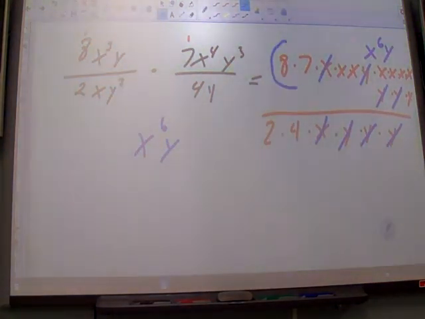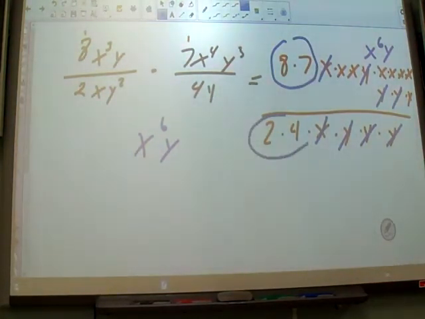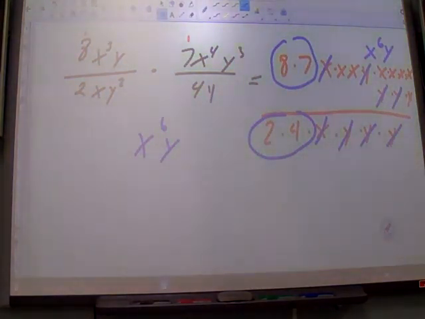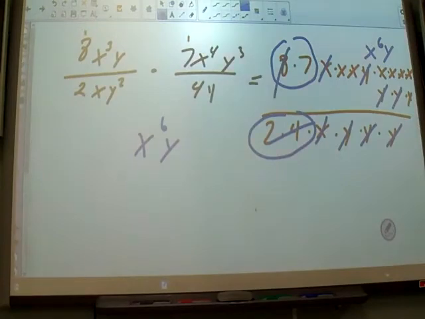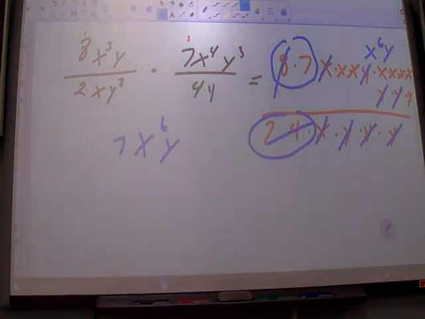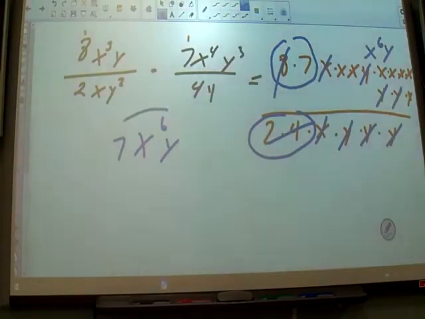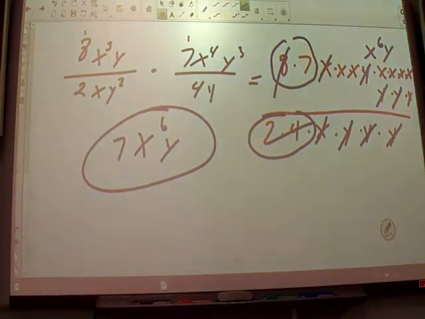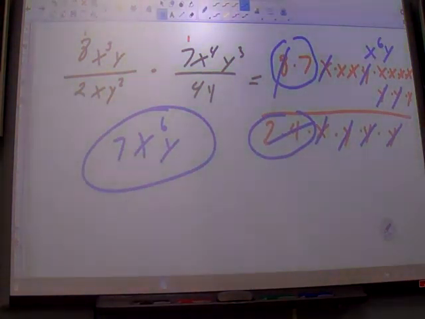Okay, but now we hadn't done anything with this. Well, look down here. What's 2 times 4? 8. Right? So it's just 7. So all we got left is that 7, and it's on the top, so it goes on top with my x and my y. What? That was crazy.